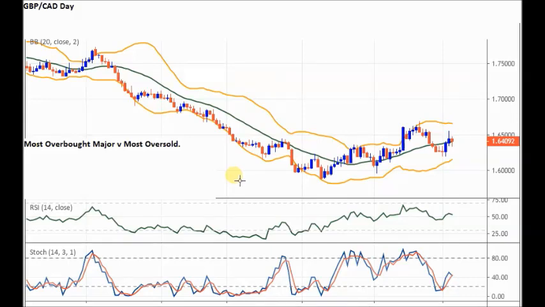And in terms of this pair, we do have the most overbought major currency, which is the Canadian dollar, of course, in our view, and the most oversold by far, the British pound. The British pound just sold off really hard on Brexit news. It's probably about 20% from fair value overall against the basket of currencies. Only Brexit that has driven it lower.